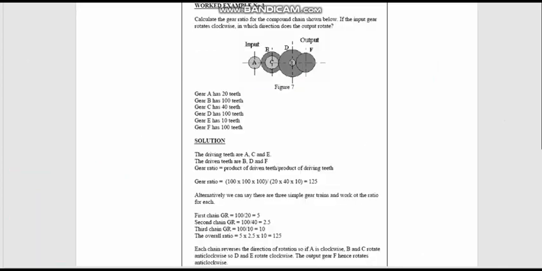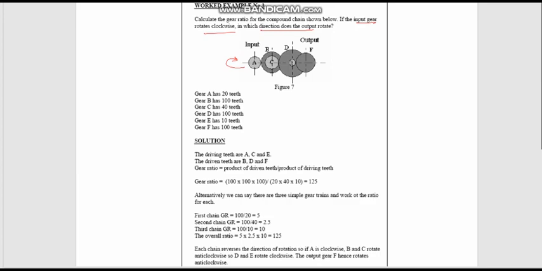Okay, let's look at a problem on the compound gear system, compound chain gear system. Calculate the gear ratio for the compound chain shown below. If the input gear rotates clockwise, in which direction does the output rotate? So it indicates that the input gear rotates clockwise.